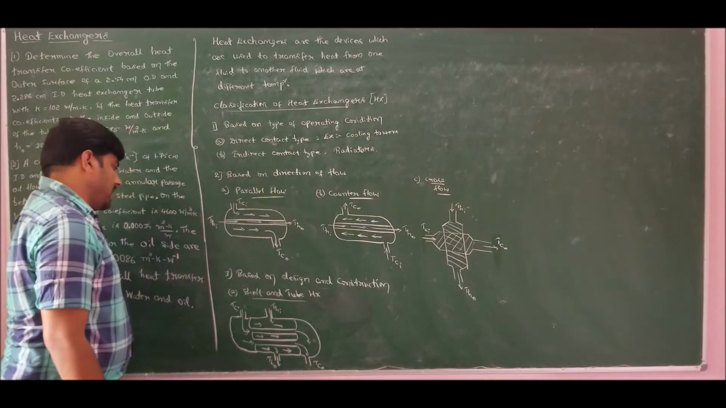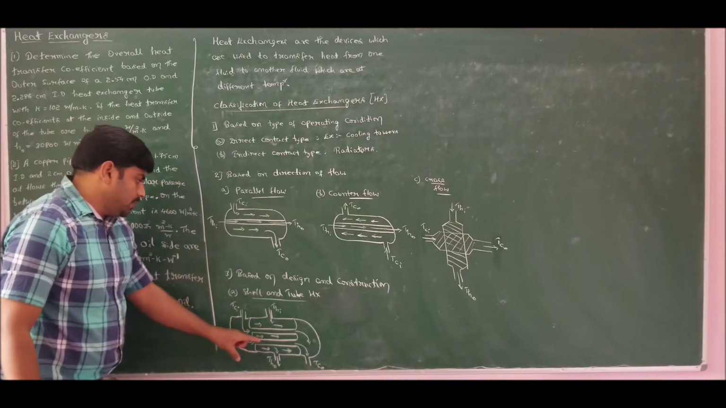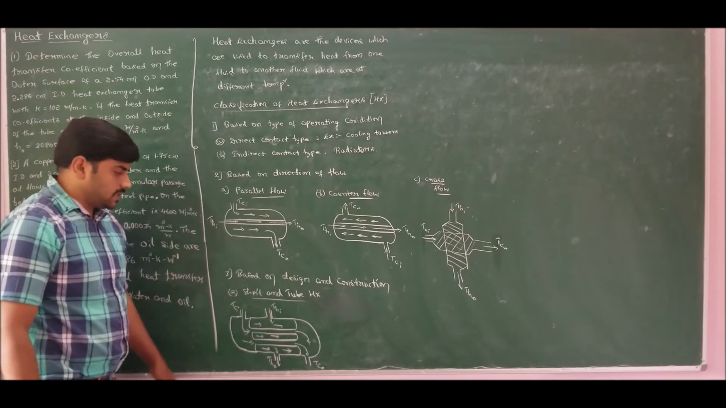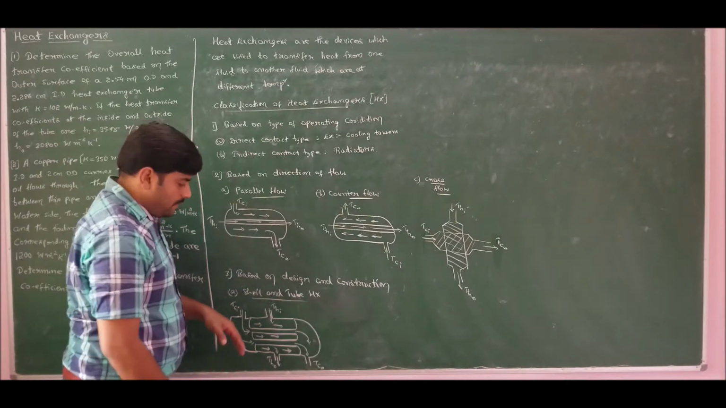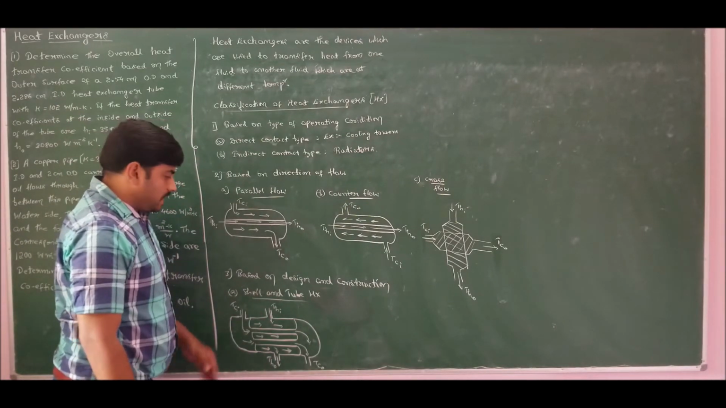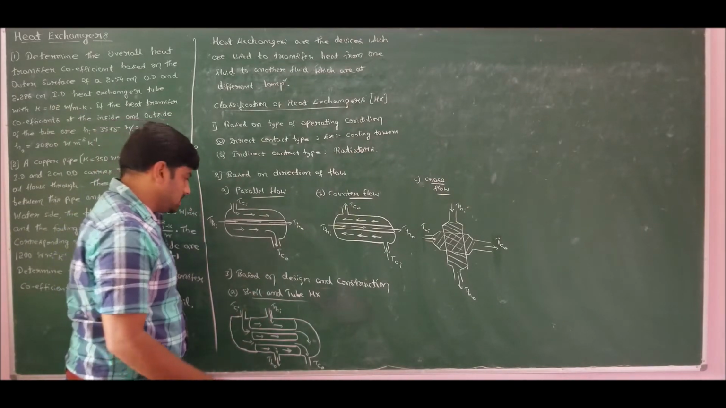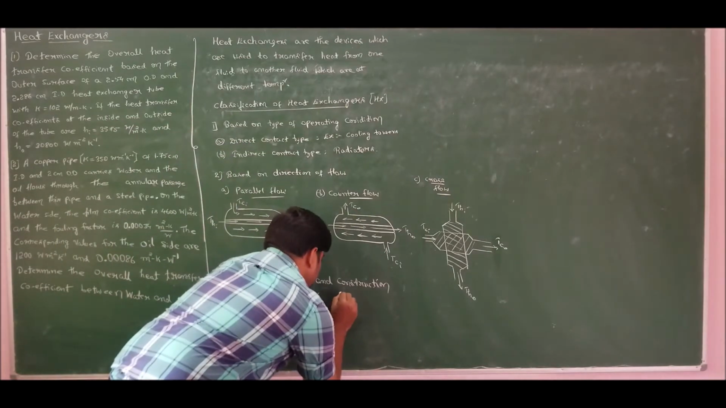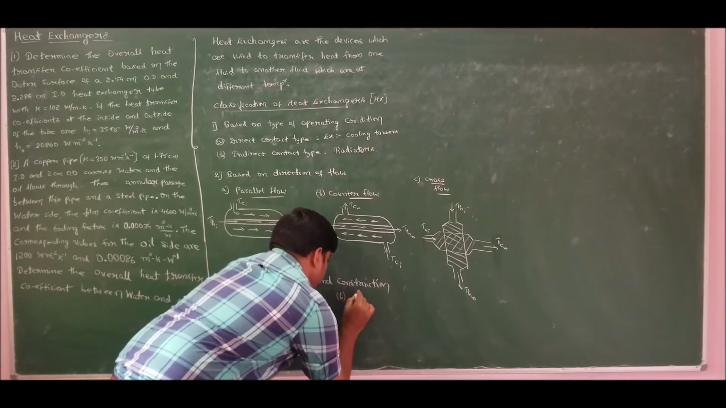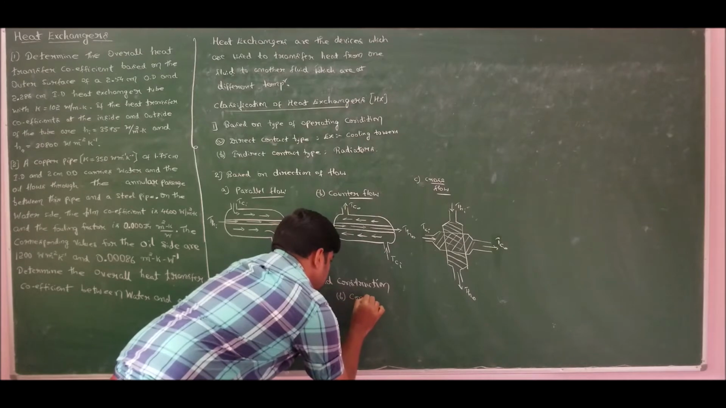So this is an example for shell and tube heat exchanger. Inside the shell one fluid will flow. In the tubes another fluid will flow. This is called as shell and tube heat exchangers. Based on construction, the second type is the concentric tube heat exchangers.